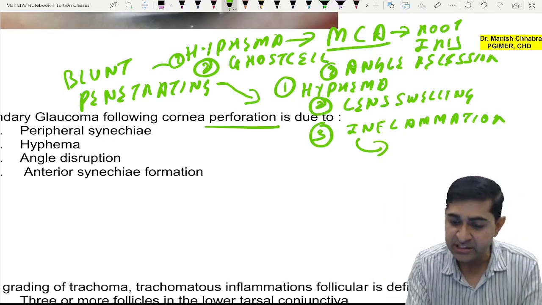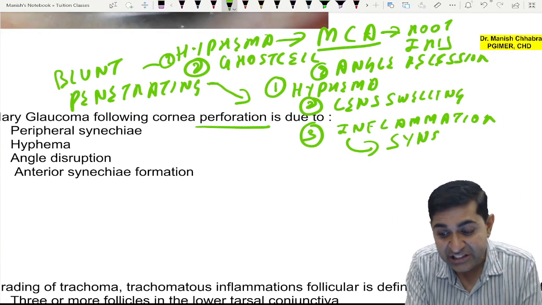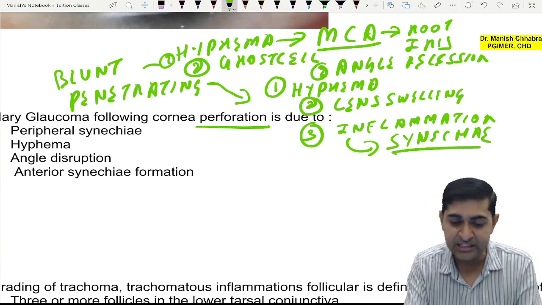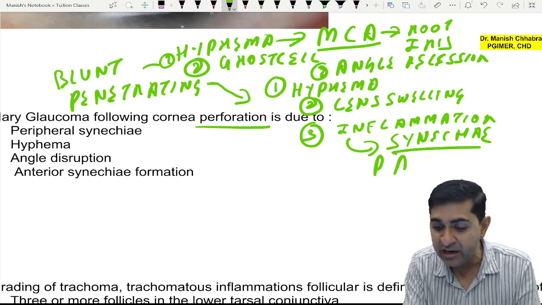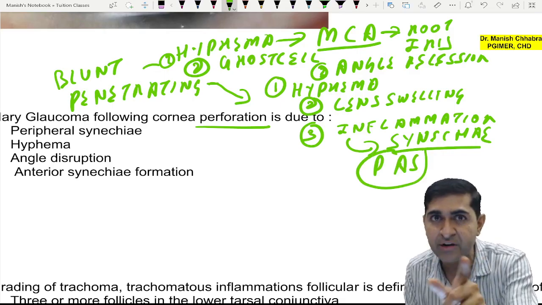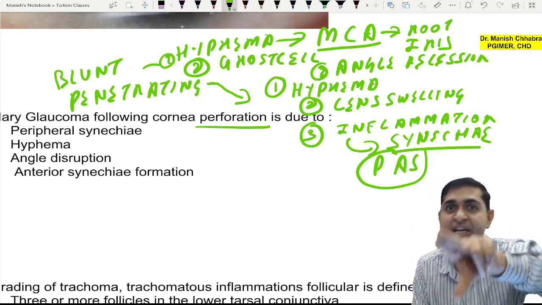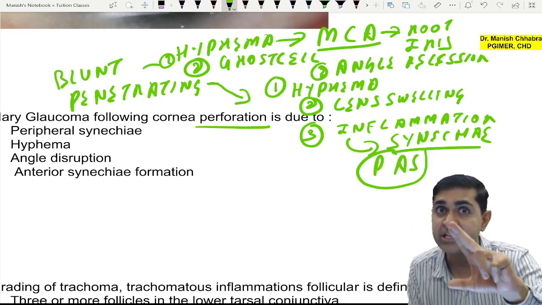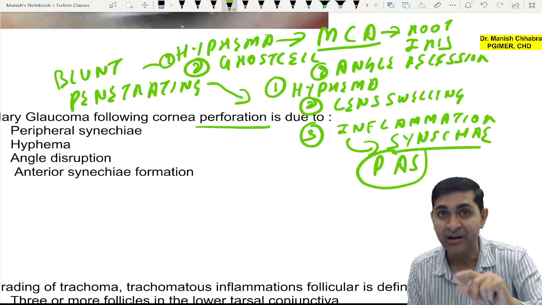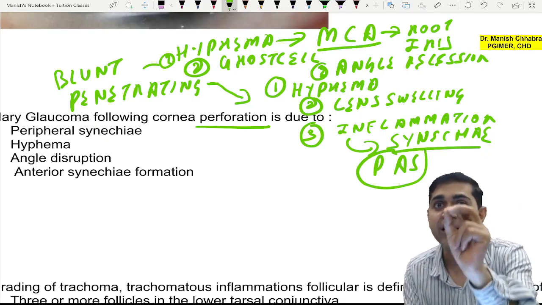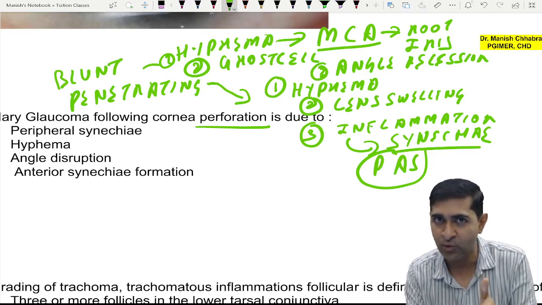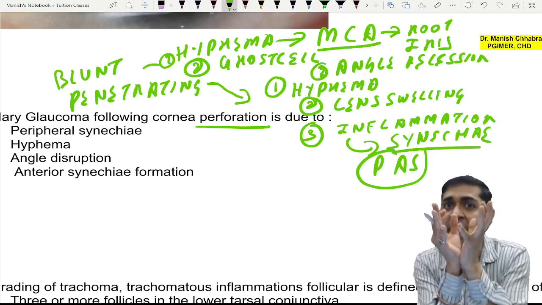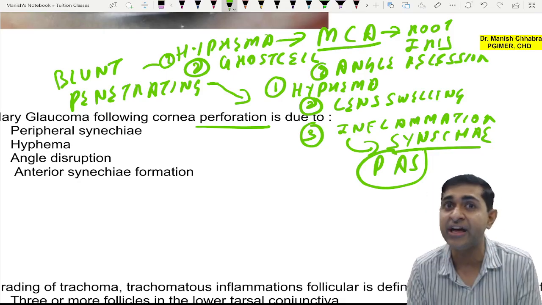And post uveitis, it can lead to synechiae formation. Now these synechiae will be your peripheral anterior synechiae. You remember which is the most common complication of uveitis. It is secondary glaucoma due to, of course, peripheral anterior synechiae formation. Number one. Second, the aqueous humor will become very thick, very turbid.